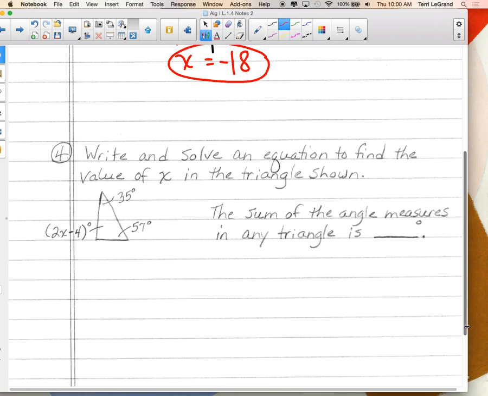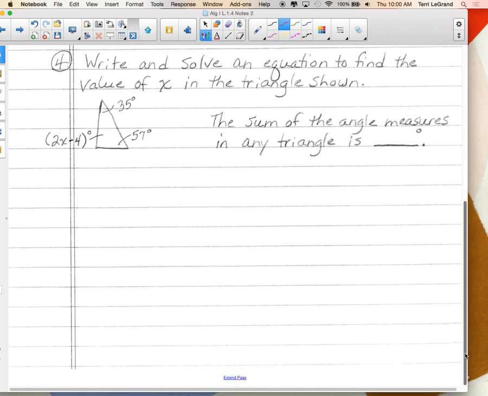Okay, let's go do one more problem then, and then we can get to work on homework. Write and solve an equation. You're going to have something like this in your homework, so I wanted to practice one with you. Write and solve an equation to find the value of x in the triangle shown. So we have this triangle that has an angle measure of 35 degrees up there at the top, the bottom right angle is 57 degrees, and the angle in the bottom left corner is 2x minus 4 degrees.